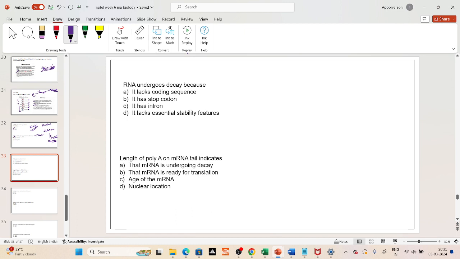Now, RNA undergoes decay. Why? Because it lacks a coding sequence, it has a stop codon, it has an intron, or it lacks essential stability features. I'll give you 1 minute to think and then I will switch the screen.